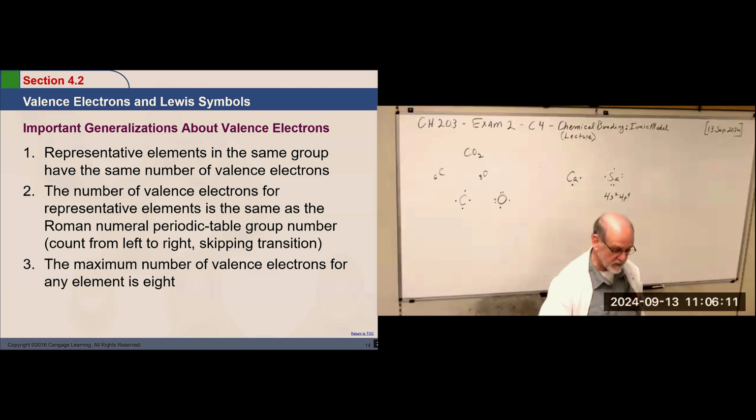Maximum number of valence electrons for any element is 8. Now, the maximum number for representative elements is 8. Once you get into the transition metals, then all bets are off. Okay.